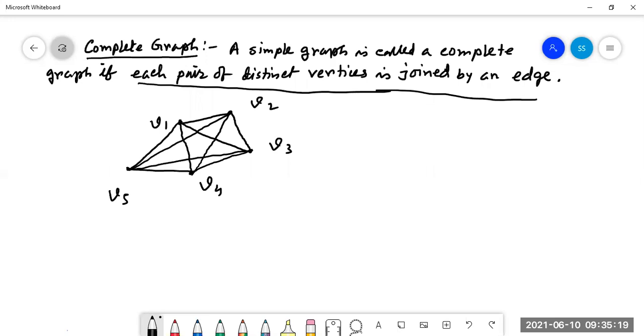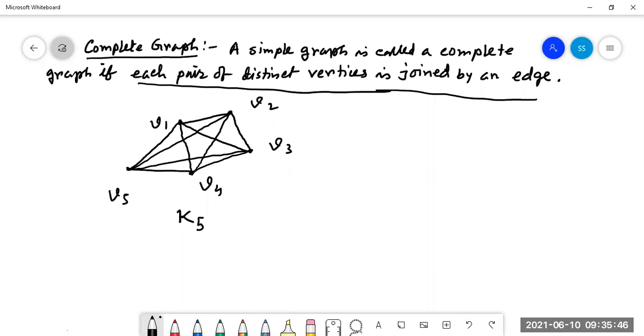Sir, can we simply say that each vertex is connected to each other? Yes, you can say that. A complete graph is generally denoted by capital K. And having 5 vertices, we can say that this is K5, a complete graph with 5 vertices.